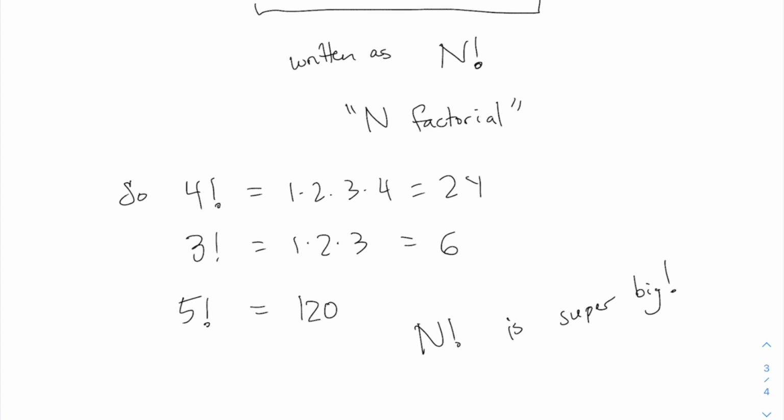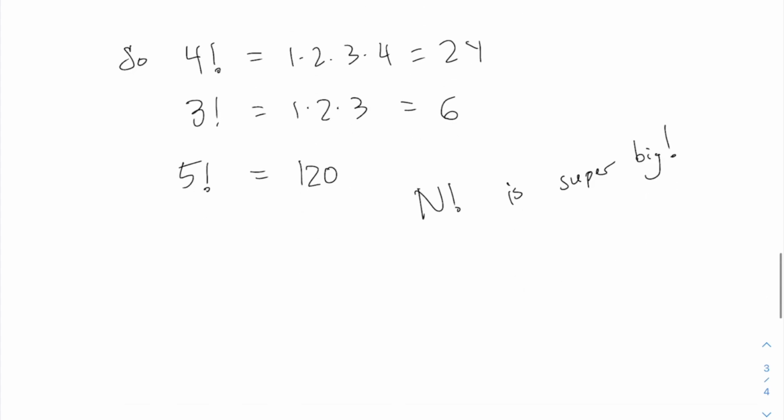when n is big. Yes? It's written with the exclamation point. The n factorial. Yeah, n factorial is what this exclamation point means. Okay. All right. I thought I'd share with you this.